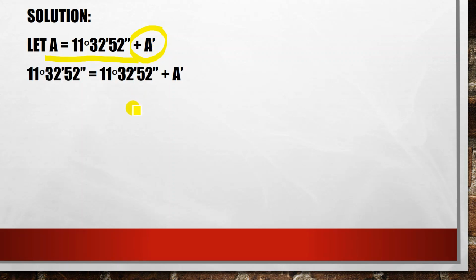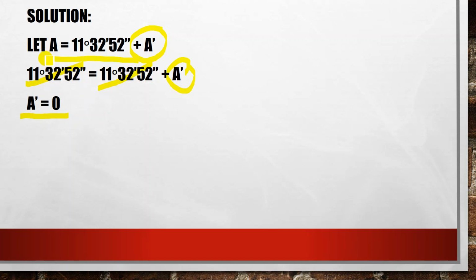Continue po tayo. So, substituting the value of A, 11, 32, 52 is equal to 11, 32, 52 plus yung error or A prime. Bakit po 0? Kasi makakancel itong si 11, 32, 52. Cancel 11, 32, 52. A prime is equal to 0. So, ganun din po yung gagawin natin kay B prime at C prime.